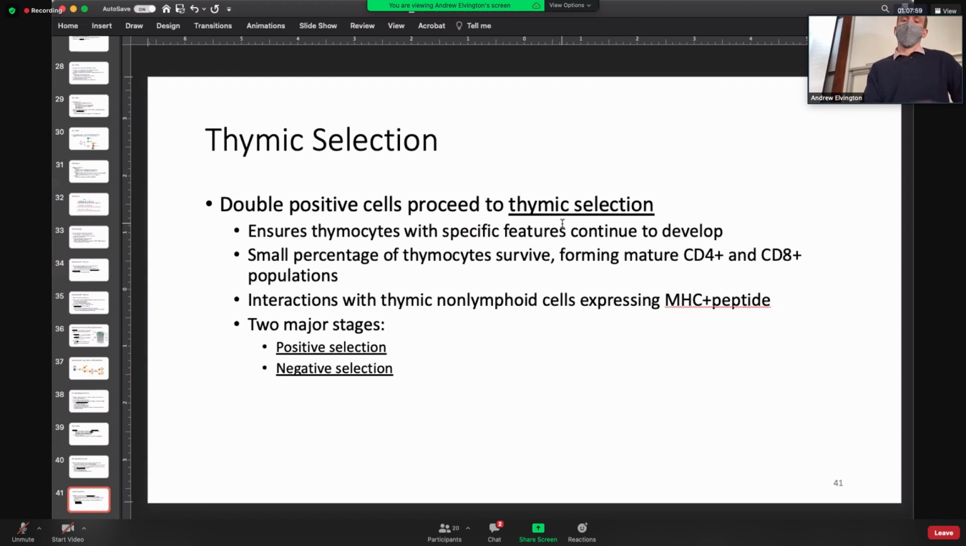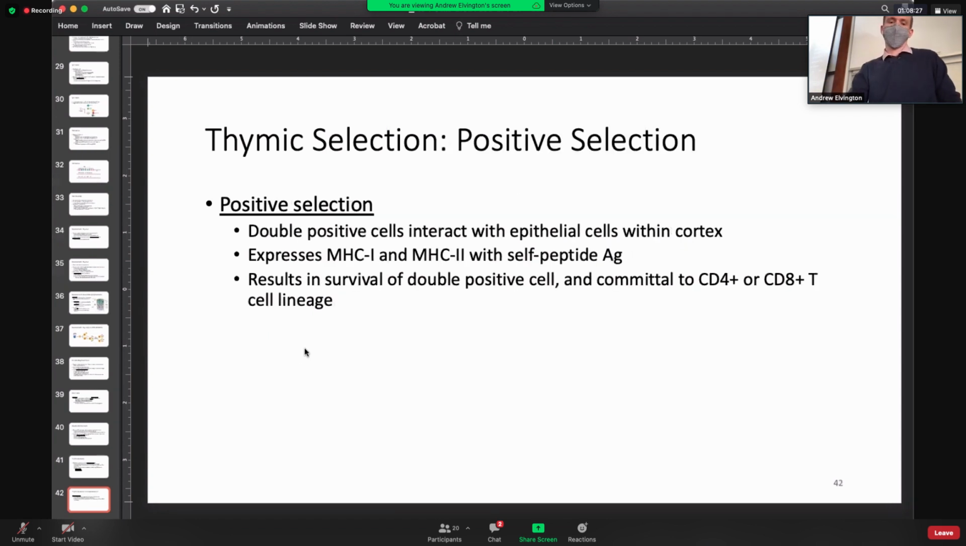The first event, or I guess the collection of events that will occur next, are all together called thymic selection. This ensures that specific features are kept. So the cells that are produced have these features. It also ensures that we get rid of cells that have features we want to avoid, namely strong self-reactivity. We can split these up into two sections: positive selection first, and then negative selection second.